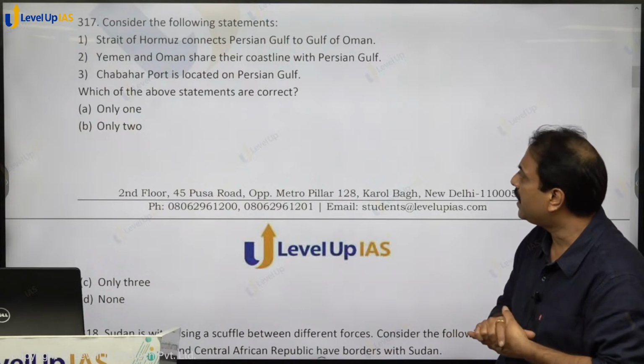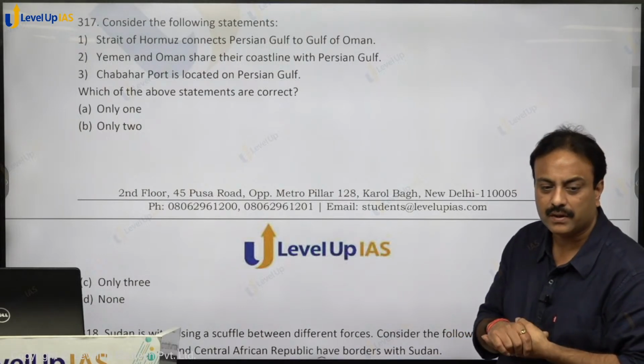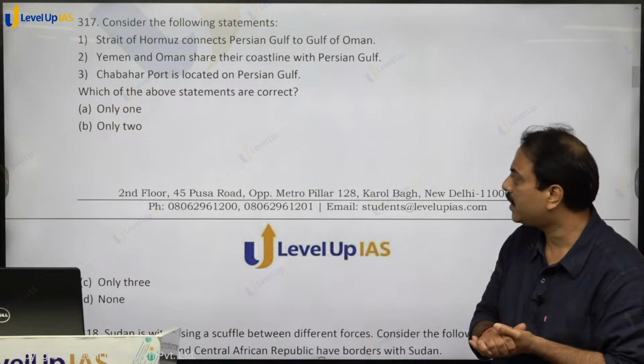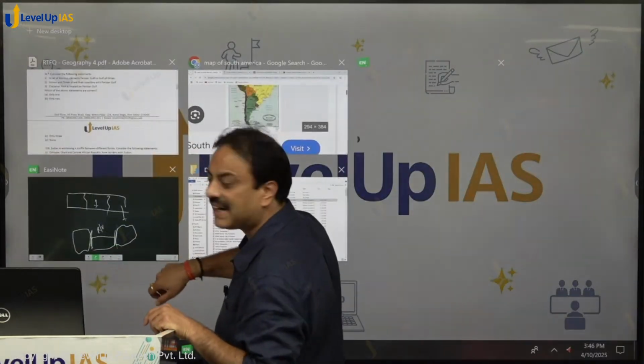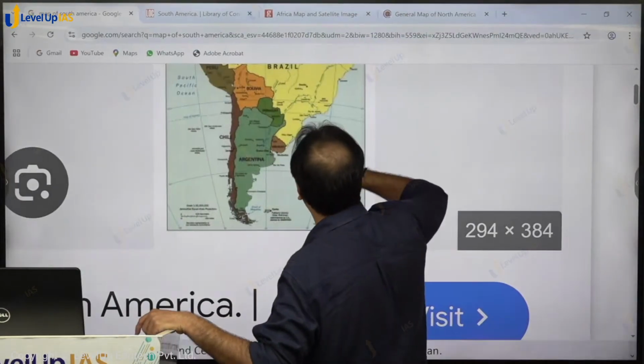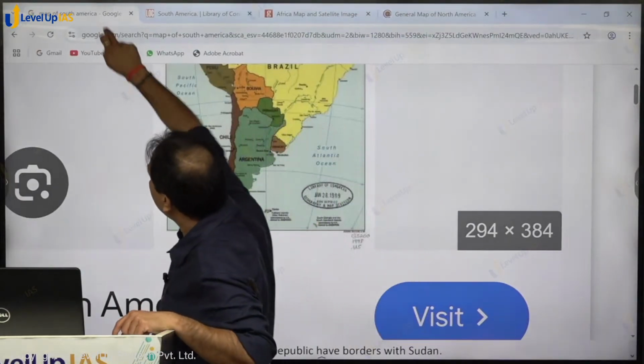Yemen and Oman share their coastline with Persian Gulf. Yemen is not sharing. Chabahar port is located on Persian Gulf. Correct? 100%? Sure on that? Should I lock that?